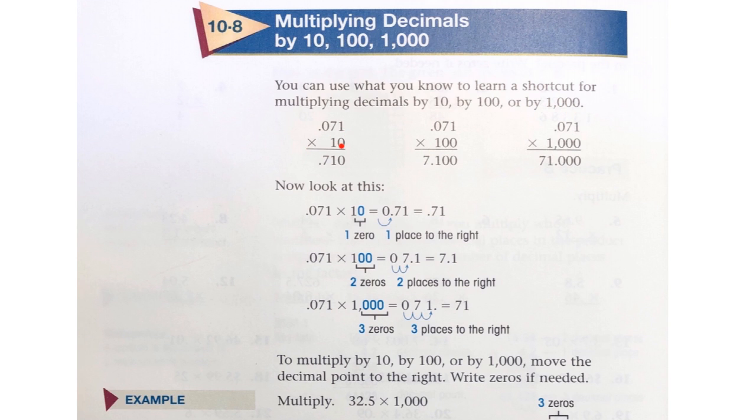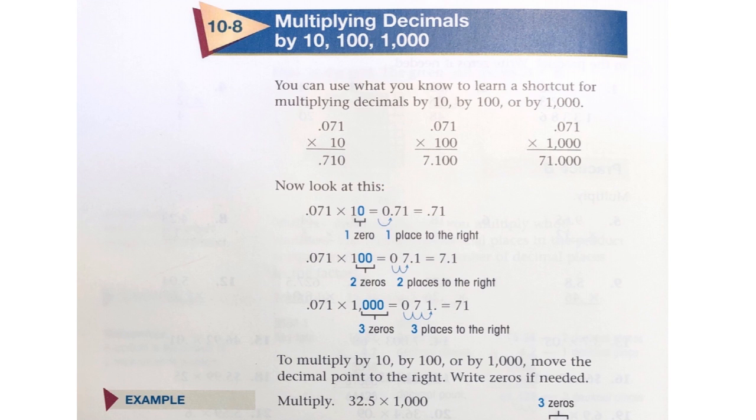71 thousandths times 10 is 710 thousandths. 71 thousandths times 100 is equal to 7 and 100 thousandths. And if you multiply 71 thousandths times 1,000, the product is 71.